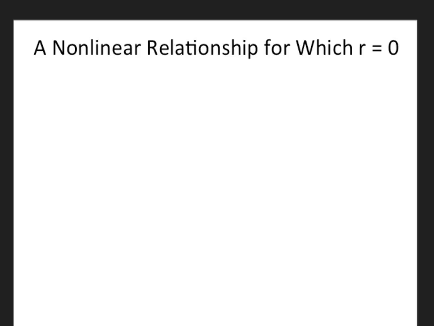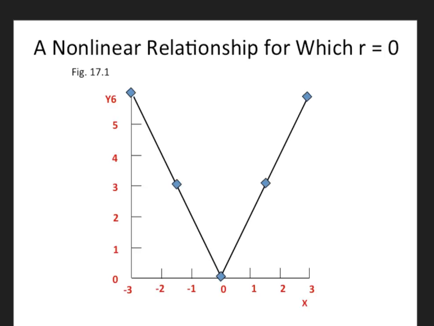A nonlinear relationship would also result in an R of 0. Correlations will not detect nonlinear relationships between variables. Here there is an inverted U relationship, however, the correlation test will not detect it.